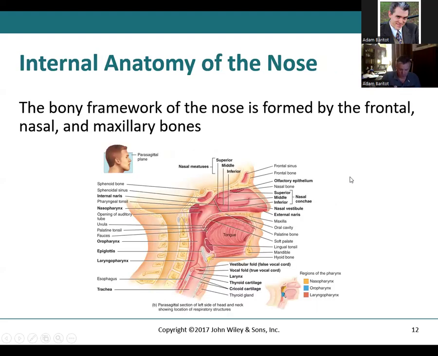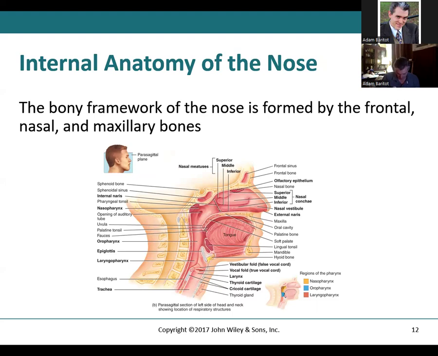The bony framework of the nose is formed by the frontal, nasal, and maxillary bones. That's the bridge of your nose, the bridge of your nose and above. The bridge is nasal, maxillary makes up the cheekbones around it, and frontal bone is up near the upper dividing portion. If you are to break your nose, generally what we're talking about is the breaking or shifting of the nasal bones that make that up.